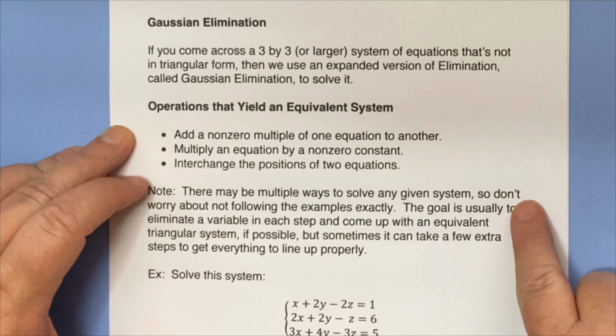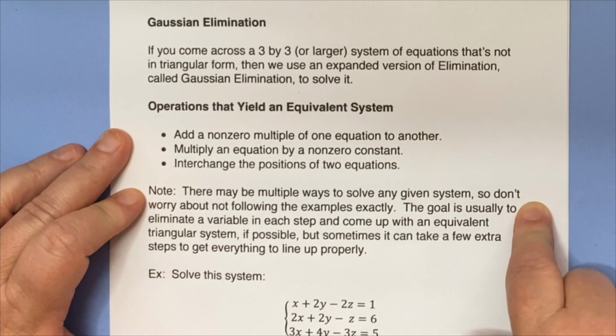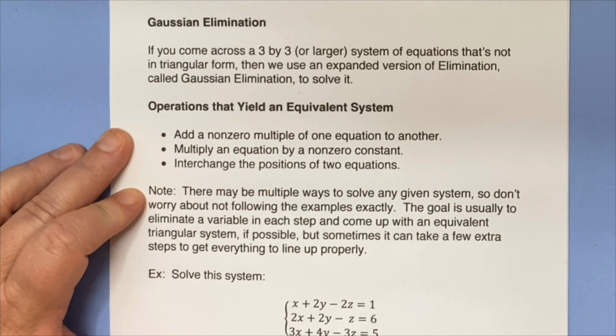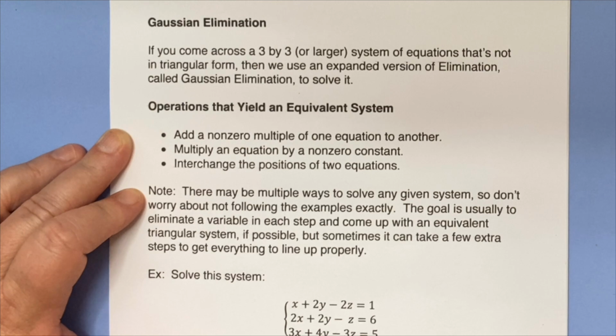So here's a big note. There may be multiple ways to solve any given system, so don't worry about not following the examples exactly. The goal is usually to eliminate a variable in each step and come up with an equivalent triangular system if possible. But sometimes it can take a few extra steps to get everything to line up properly. There are so many different ways to approach this. Technically, there are an infinite number of ways to solve each of these systems. Realistically, there's maybe half a dozen different ways that will all lead you to the same result.